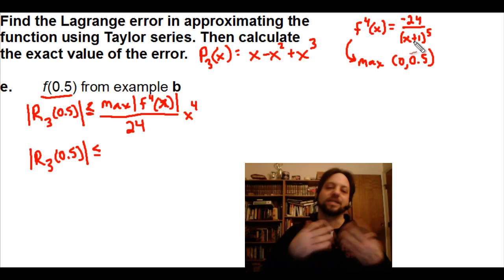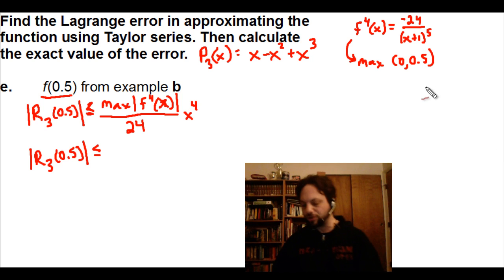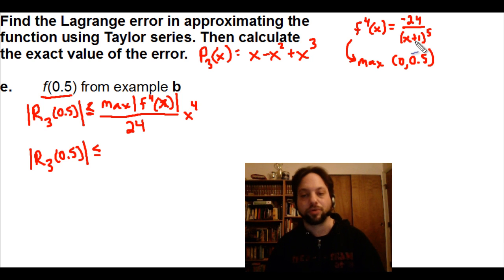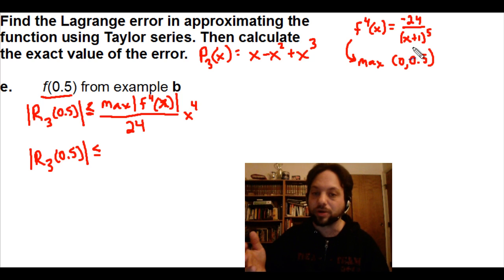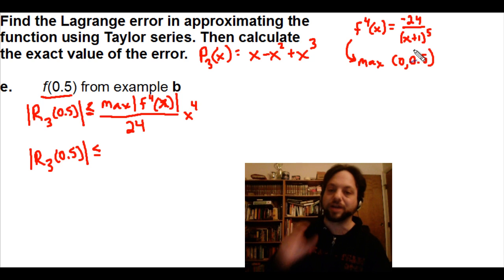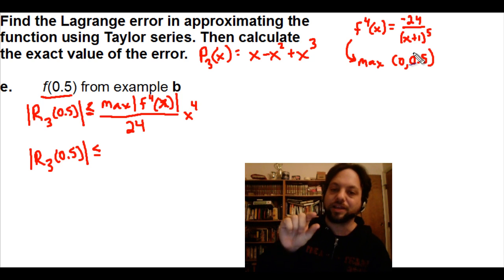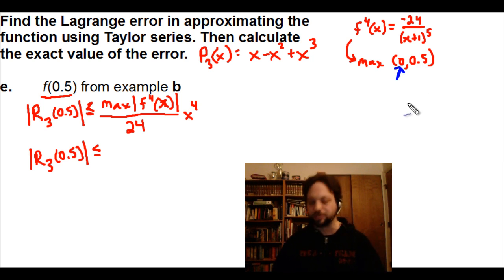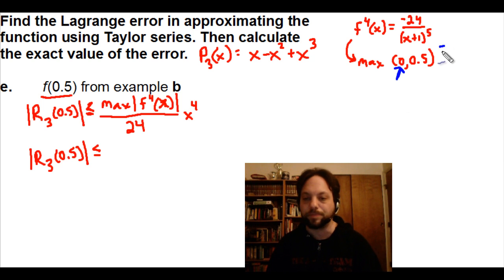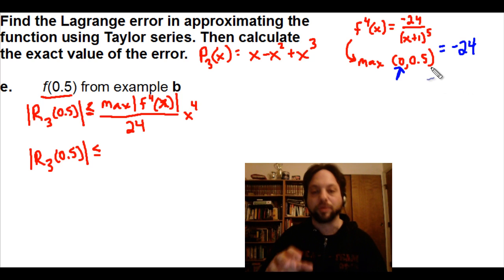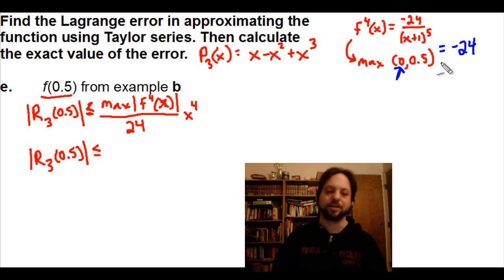Now, what is the max of this on this interval? You can do the first derivative test, the second derivative test, or to be perfectly honest, you could use common sense here. If I plug in 0, I'll have a 1 on the bottom. And if I plug in 0.5, I'll have 1.5 to the 5th power on the bottom. Clearly, 1.5 to the 5th power gives me a bigger number in the denominator, and therefore a smaller number overall. So my max will occur when x equals 0. In fact, what that max is going to be in this case is negative 24. You can verify that yourself. Plug in 0 for x, see what you get. Plug in 0.5 for x, see what you get. And the max here is negative 24.